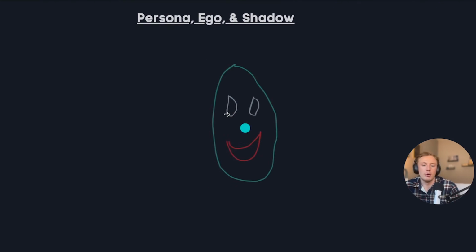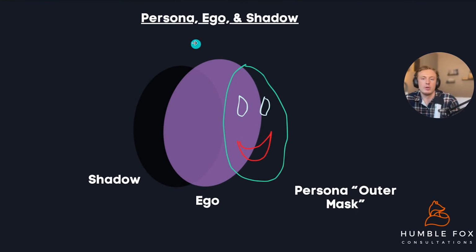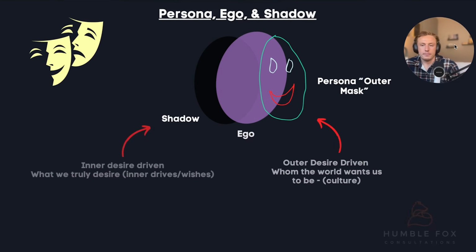So just to acknowledge that the shadow is not good or evil, it is the direct opposite of the persona. And so that's what we're going to talk about here, is the relationship between the persona, the ego, and the shadow. So these all relate in a very particular way.